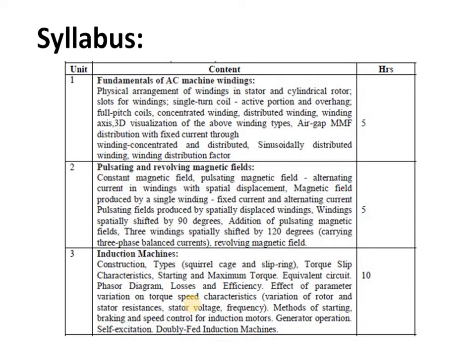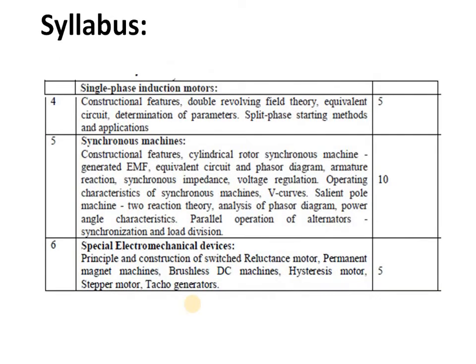First I will tell the syllabus of Electrical Machine 2. It will cover first, fundamentals of AC machine windings. Second, pulsating and revolving magnetic fields. Third, induction machine. Fourth, single-phase induction motors. Fifth, synchronous machines. Sixth, special electromechanical devices.